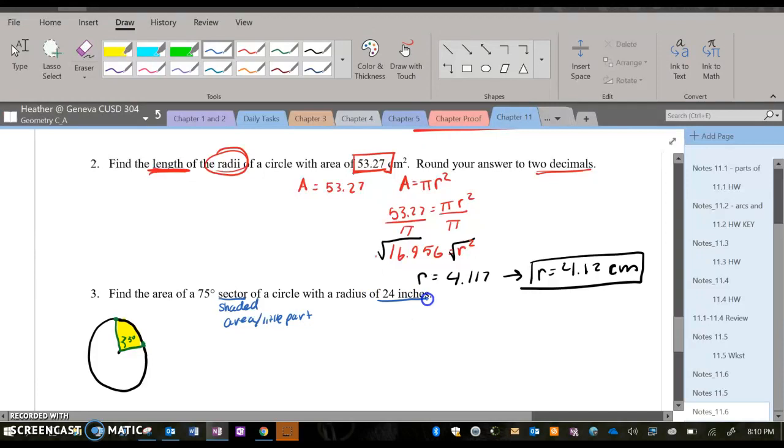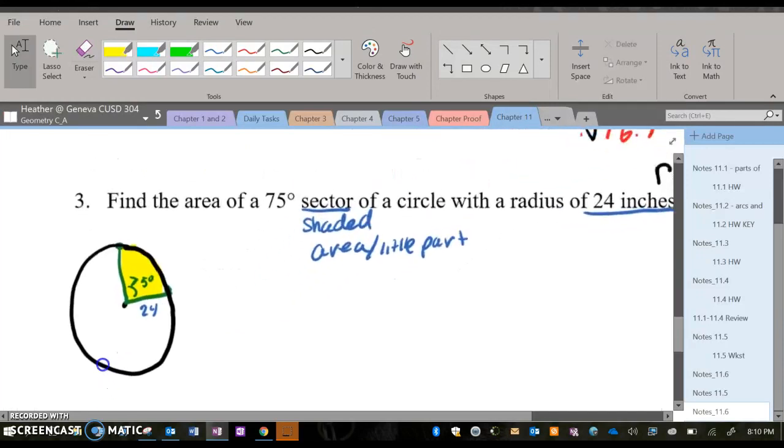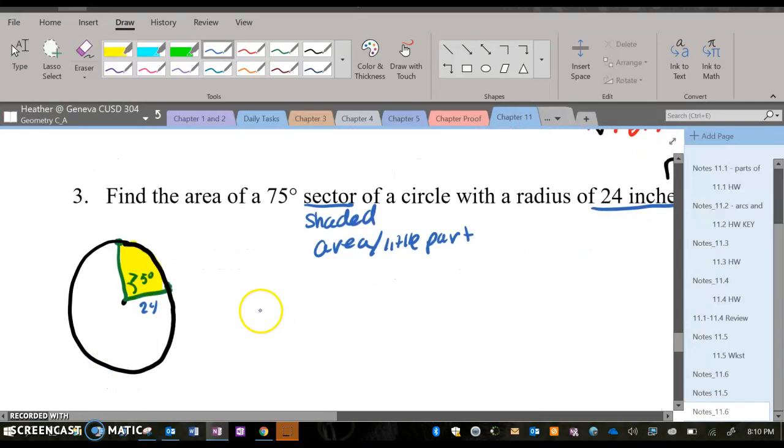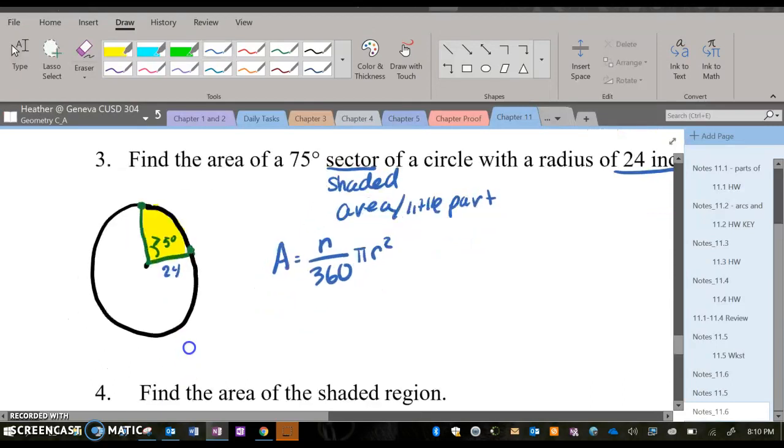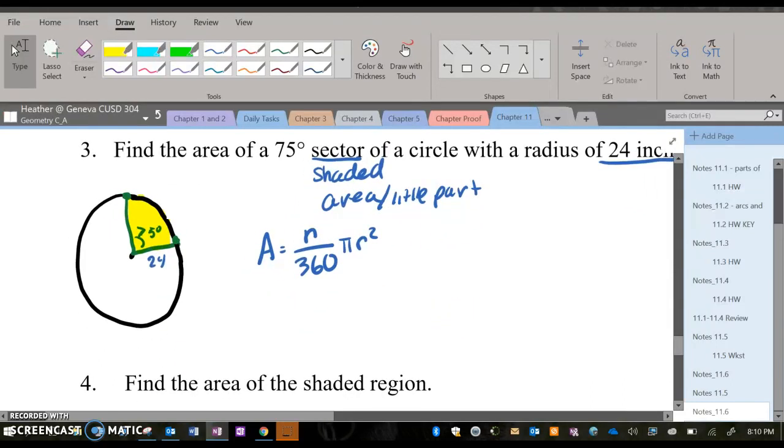Okay, the radius is 24. All right, I'll zoom in a little bit. So since we're talking about the sector, the formula we're going to be using is A equals N divided by 360 times pi r squared. And so we're going to look at the information we're given. We know that our N is the degree, so that is 75 degrees.